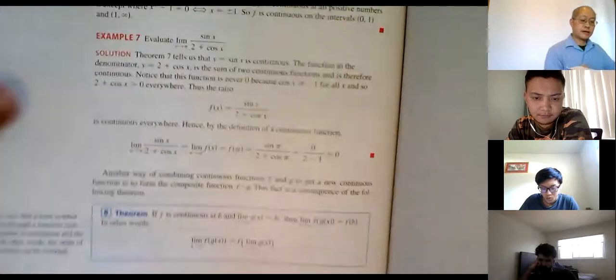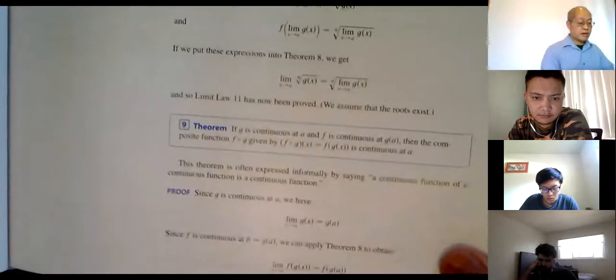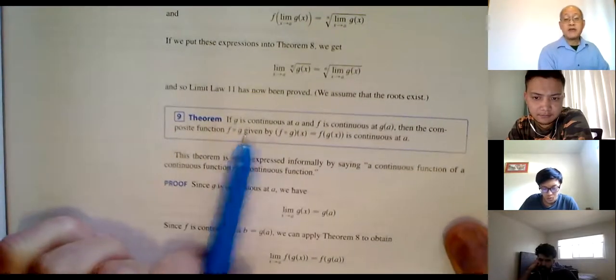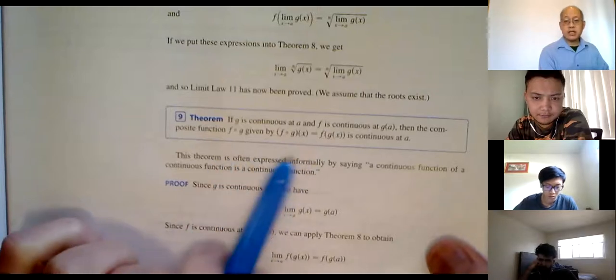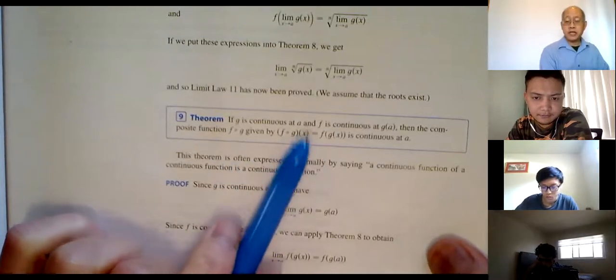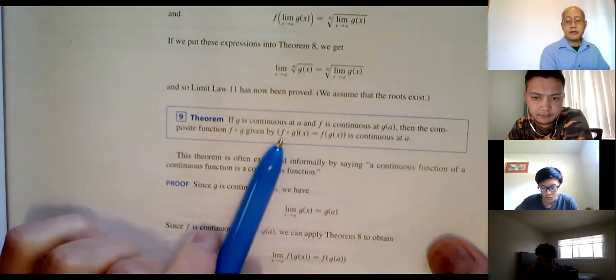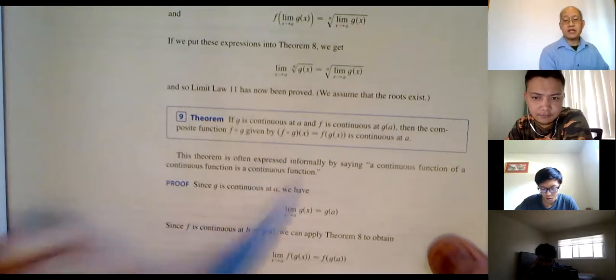Okay. All right, let's see. If f and g are continuous, the composition is continuous. Composition f of g, the fog thing, f of g of x is also continuous.